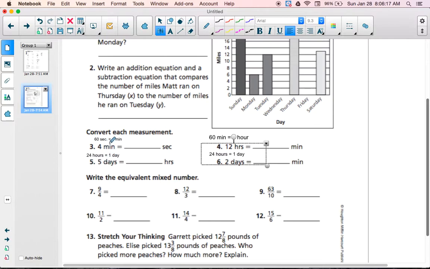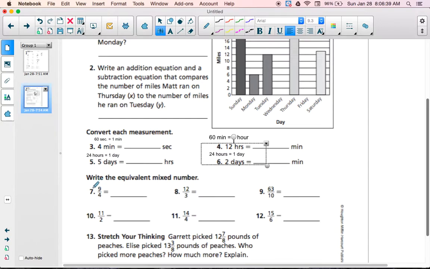When you get down to these two problems, I've given you some hints. We know that there's 60 seconds in a minute. So how many seconds would be in 4 minutes? We know that there's 24 hours in one day. So how many hours would be in 5 days? See if you can figure those out.